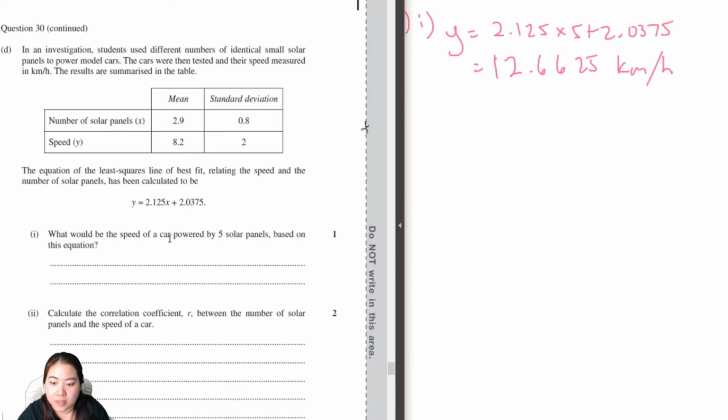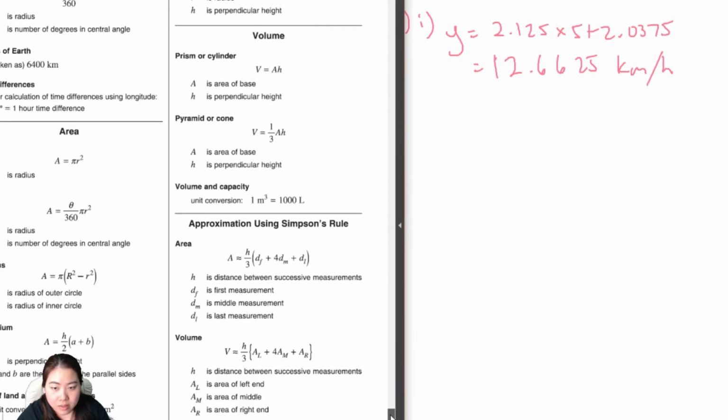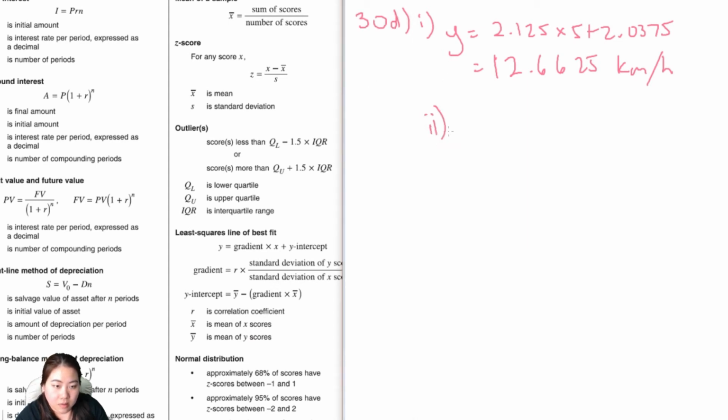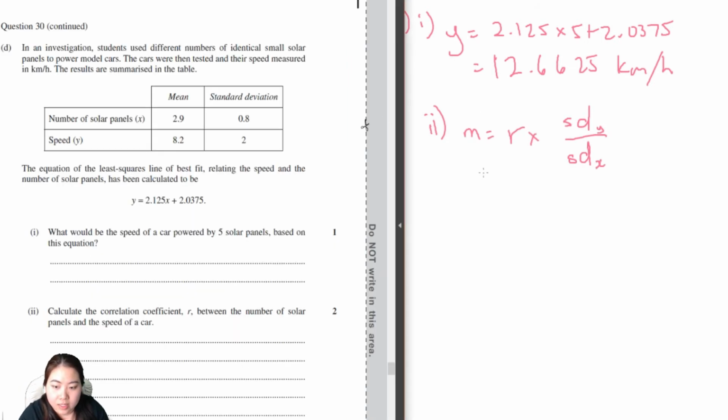Yep. Next, calculate the correlation coefficient R between the number of solar panels and the speed of the car. Let's see if there's anything that could help us at the back. R, correlation coefficient. Okay. I'm gonna write this down. Now that we have the formula, it's just a matter of subbing everything in.